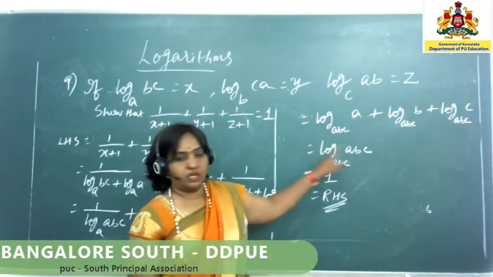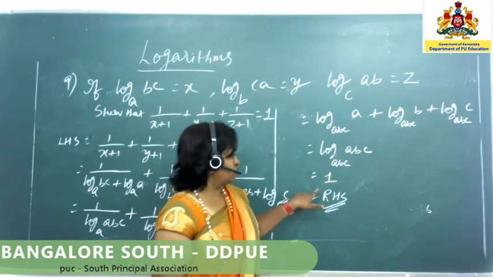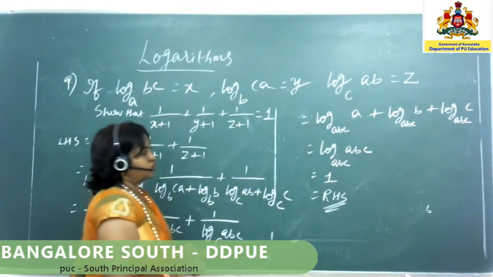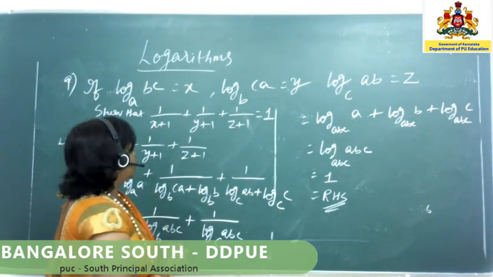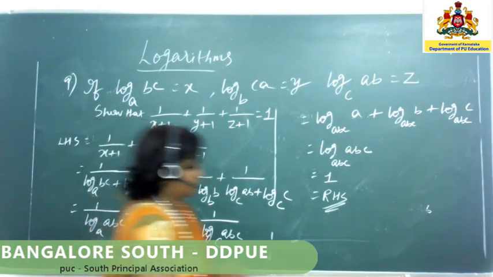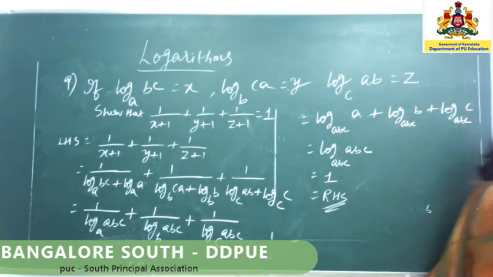So logarithm of any number to base of the same number is equal to 1. So log ABC to base ABC is equal to 1, that is equal to RHS. Let's make a note.